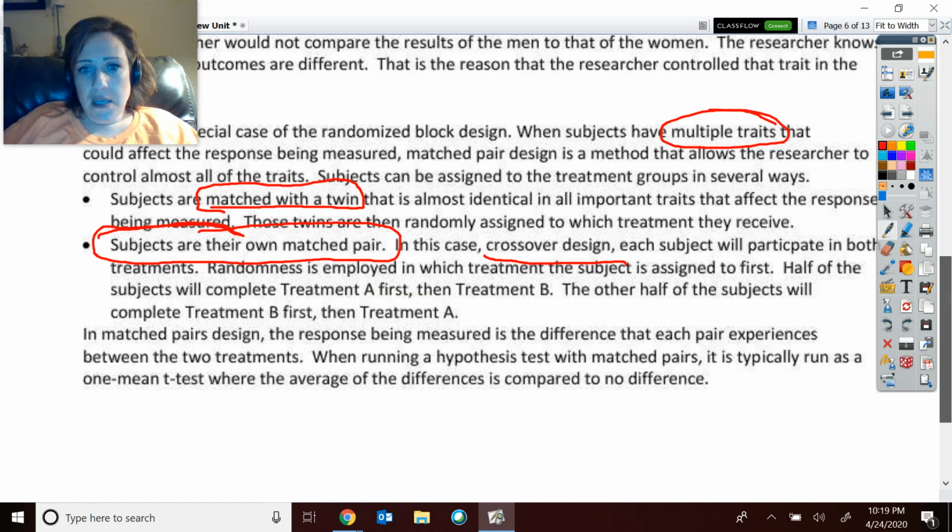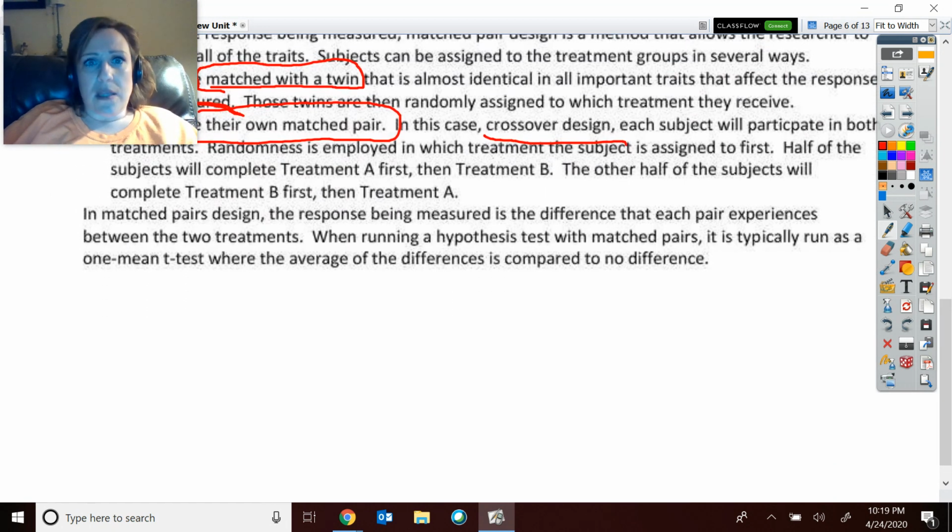All right. So in the end, remember how we would test these? We would get that one mean of those differences and compare that to no difference at all.